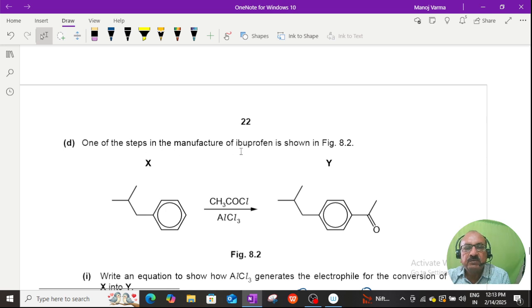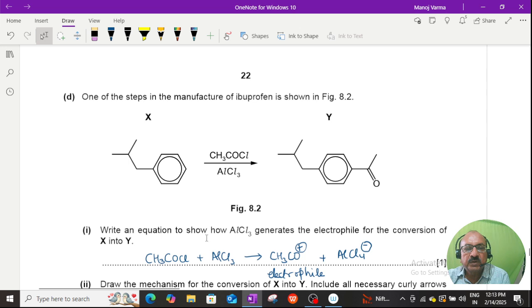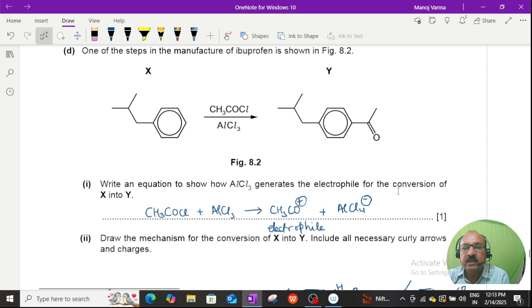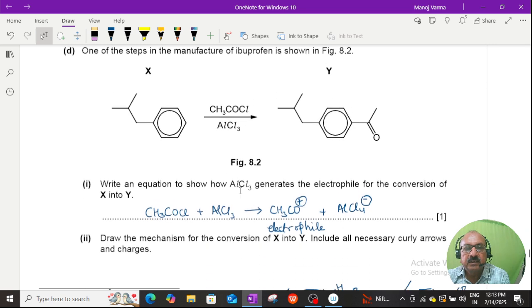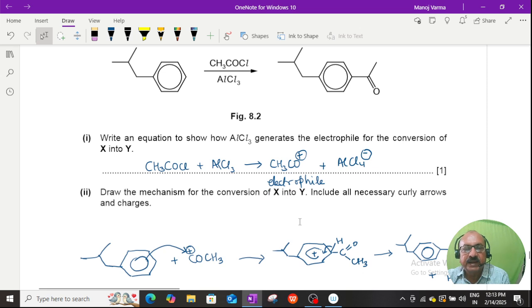One of the steps in the manufacture of ibuprofen is shown in figure 8.2. Write an equation to show how AlCl3 generates the electrophile for the conversion of X into Y. So CH3COCl reacts with AlCl3, and the chlorine is transferred to AlCl3 in the form of Cl minus, whereby AlCl3 becomes AlCl4 minus, and the CH3COCl changes to CH3CO positive, and because it has a positive charge, this is the electrophile, and this is how the electrophile is generated.